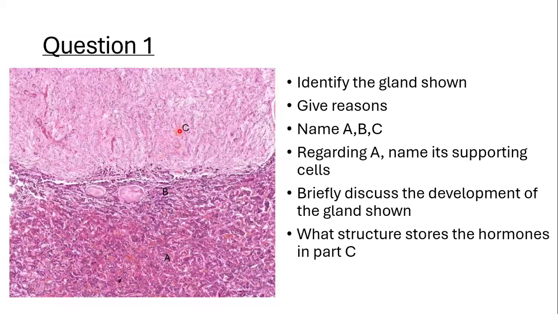So the pars nervosa stores two hormones. Which hormones are stored in the pars nervosa, in part C? Okay, we have ADH and oxytocin. So vasopressin and oxytocin. Good. Maybe we get there, but let's discuss more about C. This pars nervosa has supporting cells. What is the name of the supporting cells of the part C? Pituicytes. Good.